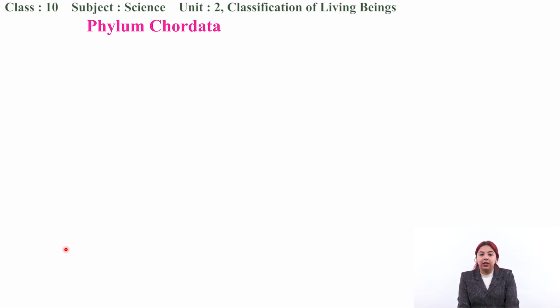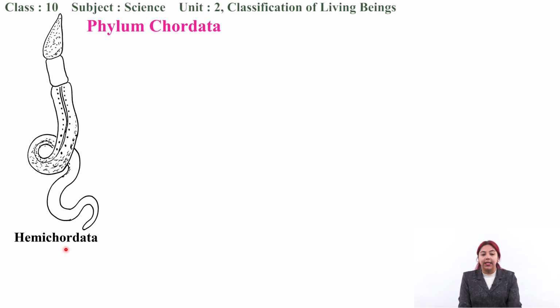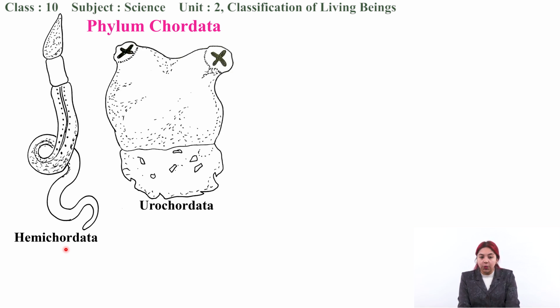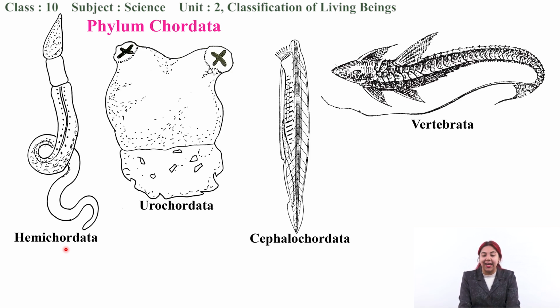Now the phylum Chordata is divided into 4 subphyla: the Hemichordata, Urochordata, Cephalochordata, and Vertebrata. Now the name of each phylum indicates the characteristic of that phylum. That is the beauty of biology. The answer to everything lies in its name itself. All you have to do is understand the suffix and prefix and try to play with it.